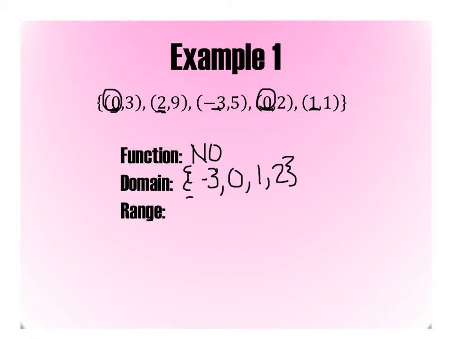Our range, when we look at our range, we have 3, 9, 5, 2, and 1. So our lowest is 1, then we have 2, then 3, then 5, and 9. This is how we would write the domain and range when we are given ordered pairs.